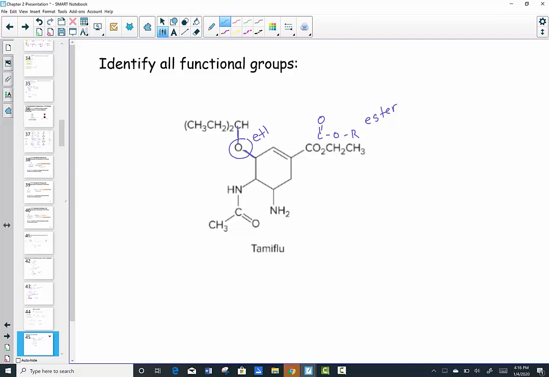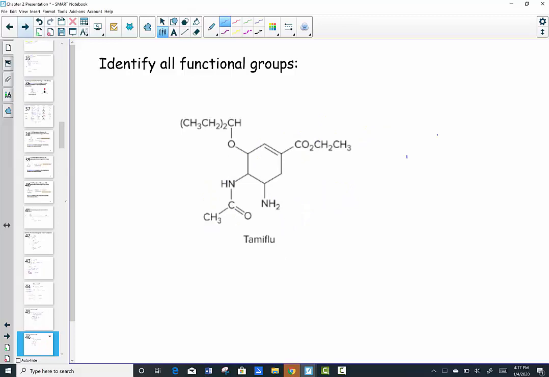A double bond is what we call an alkene. Here's a nitrogen, and it's not connected to a carbonyl group, so this is an amine. Here is a nitrogen directly attached to a carbonyl, so this is what we called the amide. I think we got them all. And there they are, the Tamiflu identifying all functional groups labeled.